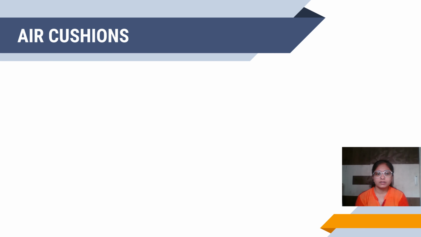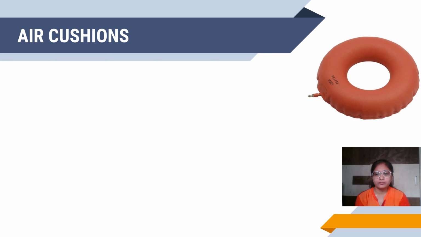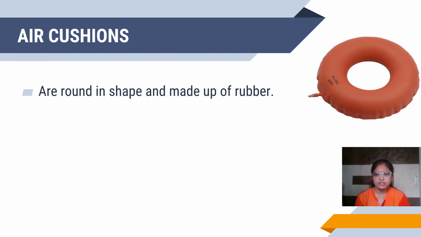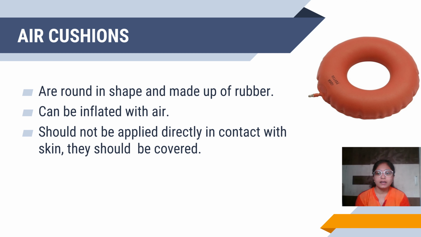Air cushion. Air cushions are made of rubber material and are round in shape. Air cushions are used by inflating air inside them, and one principle to remember while applying air cushions is that they should not be in direct contact with the skin. The air cushion should be covered because it is rubber material. If it is not covered, it can cause irritation to the patient and there can be a chance of a pressure source to the patient.